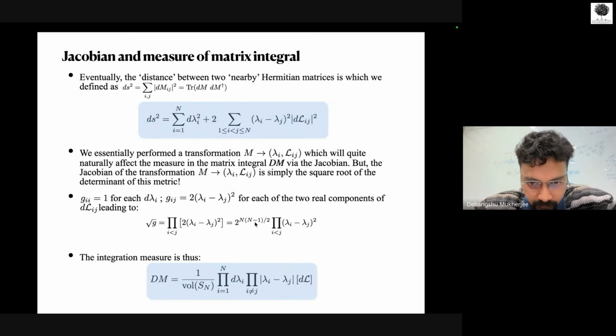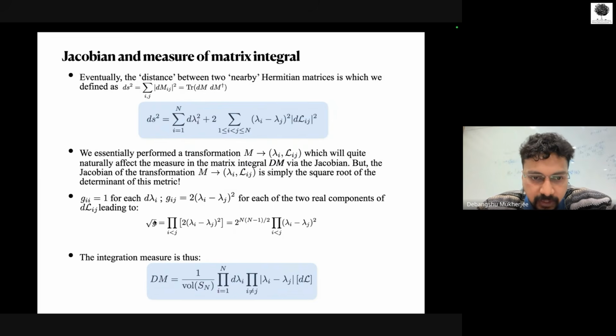And this is a numerical factor that people keep for convenience in matrix integrals. It does not really play a major role in terms of physics. But of course, it's good to keep because it's good for normalizing your density functions and so on and so forth later.